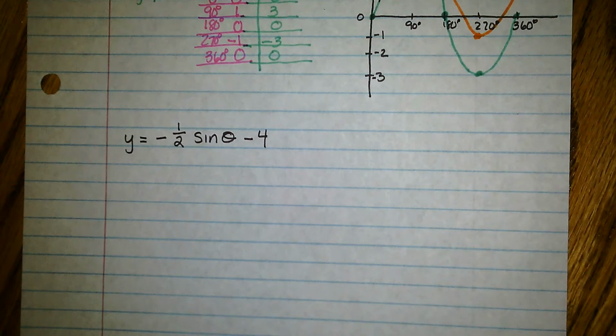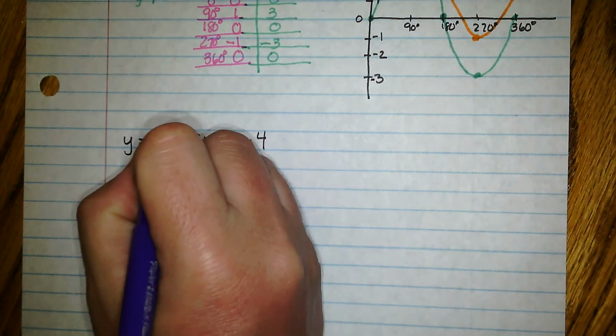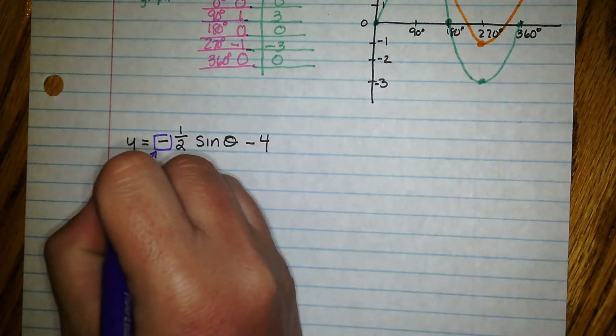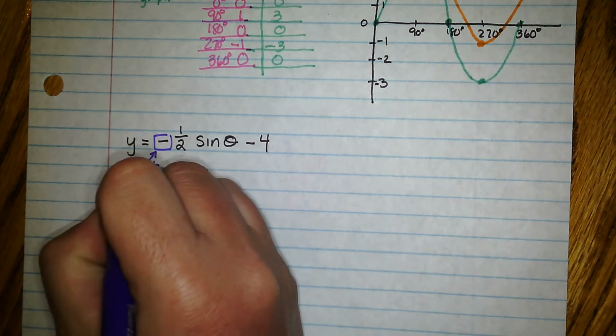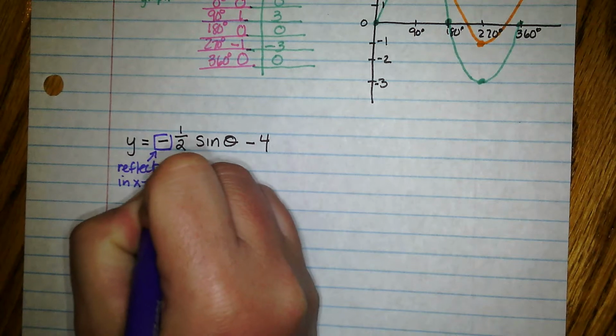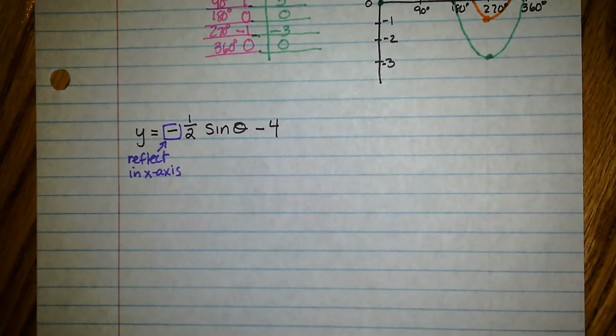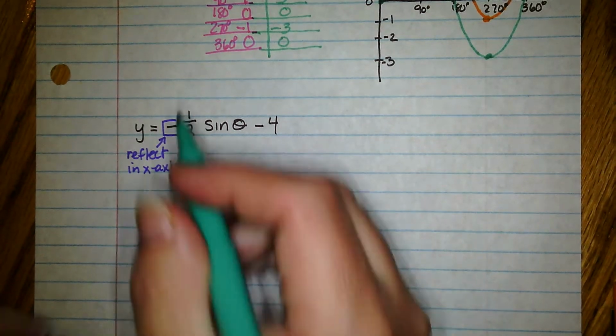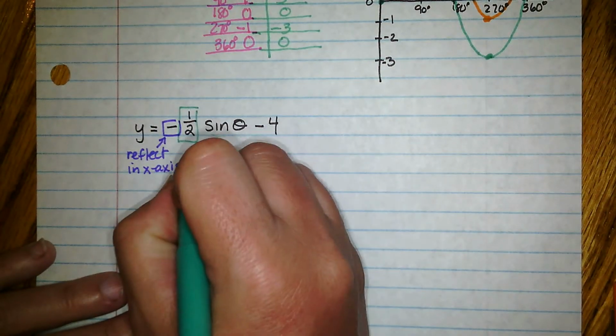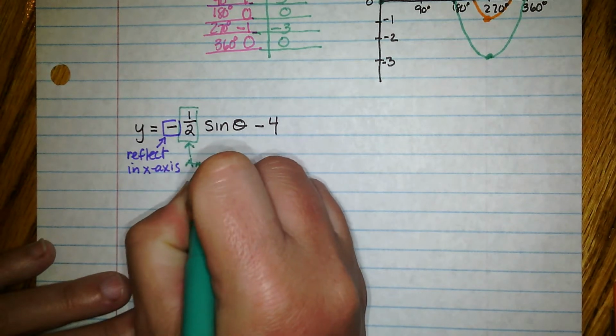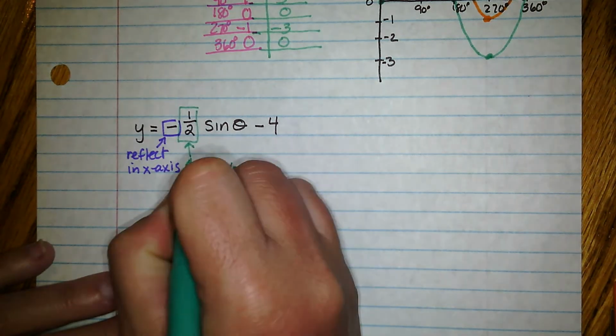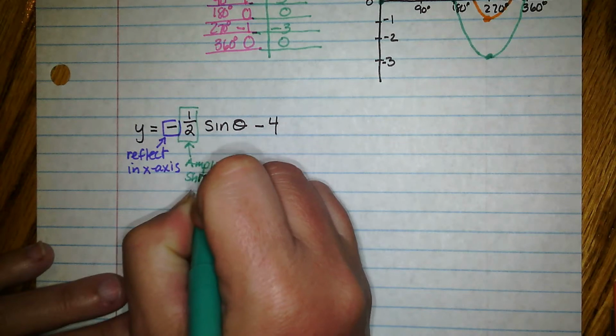Let's see what we got going on here. So the first thing we want to do is take a look at the fact that we have a reflection in the x-axis, which is going to make us switch positions from top to bottom. We've got an amplitude of 1/2. Amplitude of 1/2 means that this is going to shrink to half its size.